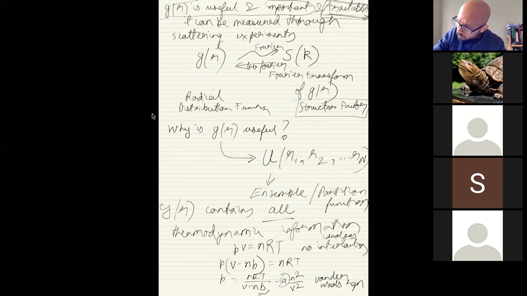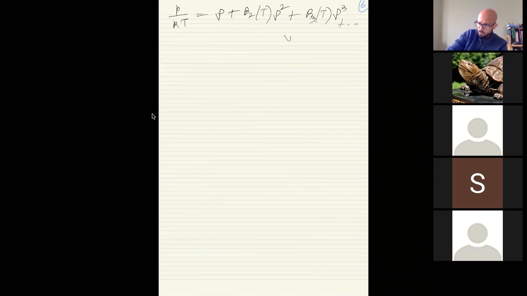There are further equation of states which look like this. Pressure divided by kT is equal to rho plus some term B2, which depends on temperature, multiplied by rho square, plus some term B3, which depends on temperature, multiplied by rho cube, dot, dot, dot. These are called virial equation of states, which also correct for the interaction between different particles in the system. And these terms B2, B3 and all can be calculated from g of r. So it contains a wealth of information and we are going to work through all of this.